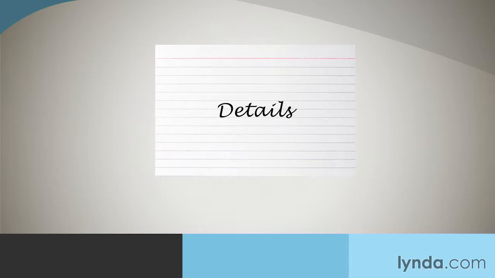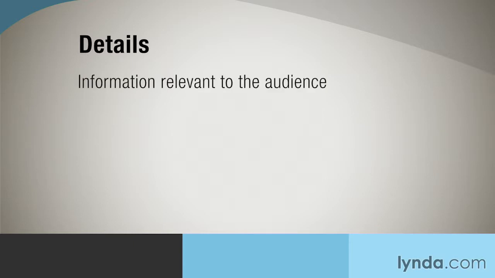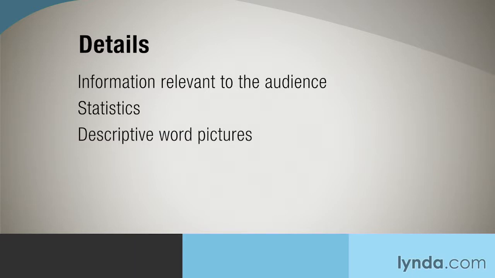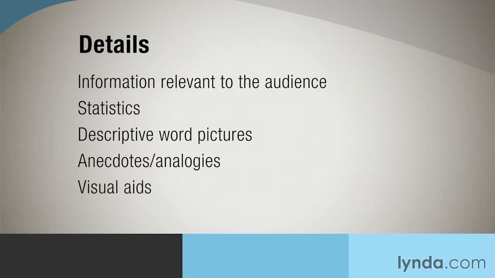Now that the focus of your presentation is in place, assemble the details to bring your main ideas to life. Details put the meat on the bones of your main ideas. Use one detail per index card. Write in bullet point form. Use as few words as possible per card. Develop your details with, for example, information relevant to the audience, statistics that are rounded off, descriptive word pictures to help people visualize, anecdotes, analogies, visual aids if needed to help the audience understand.